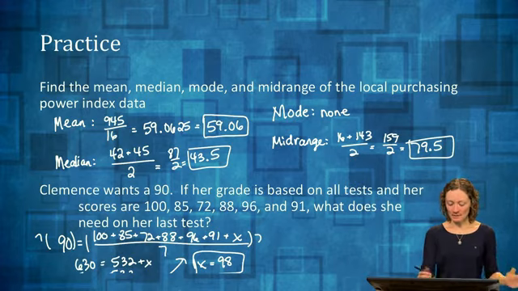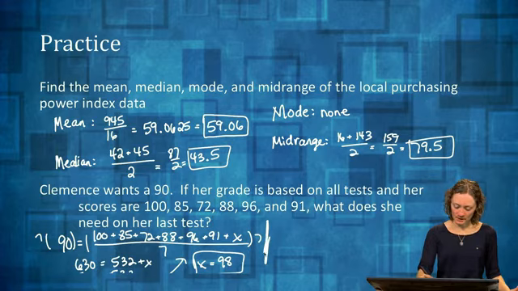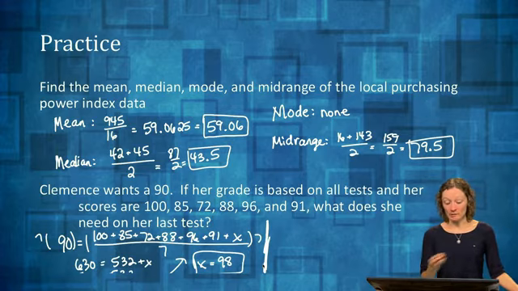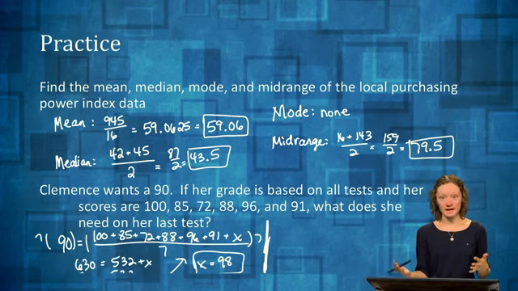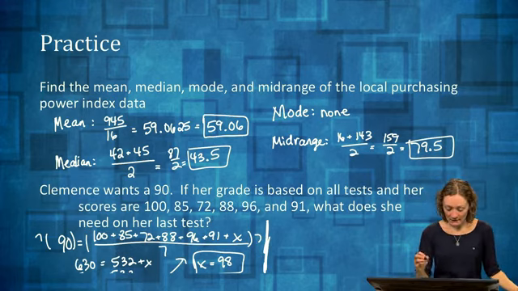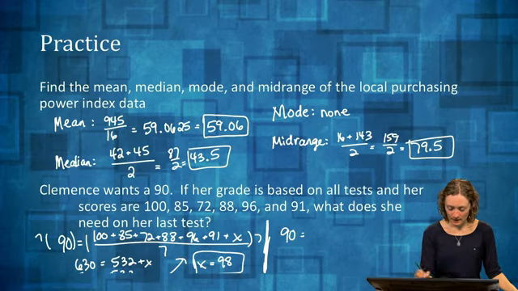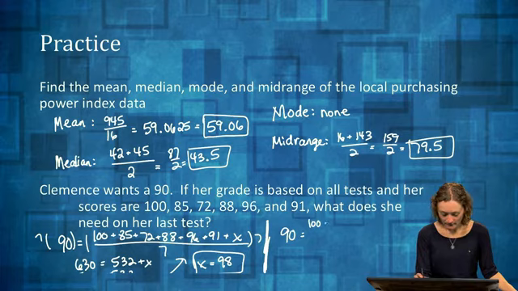One variation on this type of problem that you might see, and this could definitely happen as you continue on in college, you might see grades that are based solely on tests, and it might be the case that each test counts and then the final exam counts as 2 tests. I've definitely seen that happen. If that was the case, and Clémence still wanted a 90, we would set this up exactly the same way, with one difference.